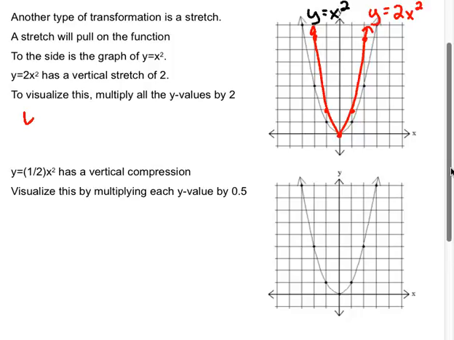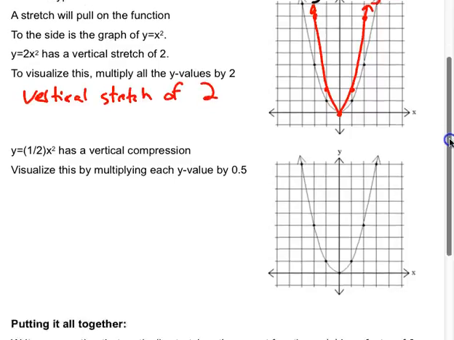All right. Oh, sorry, I spelled vertical wrong. Vertical stretch of 2. That's what we call that transformation, when there's something multiplying the function out front.